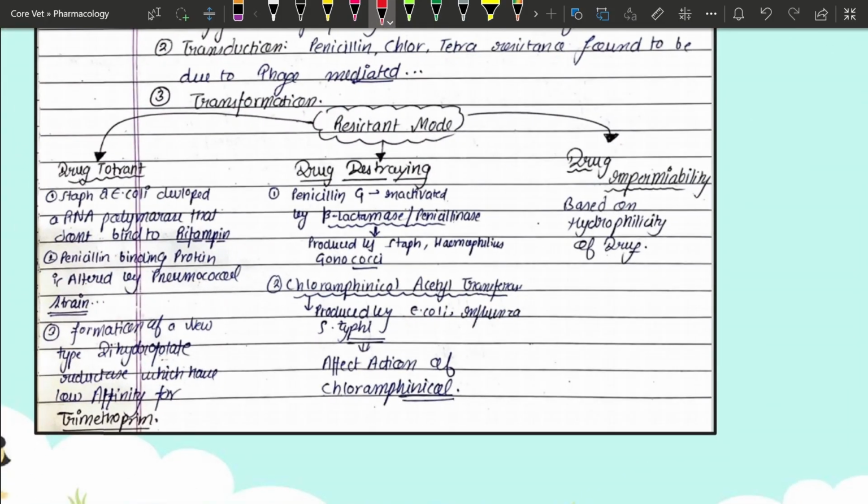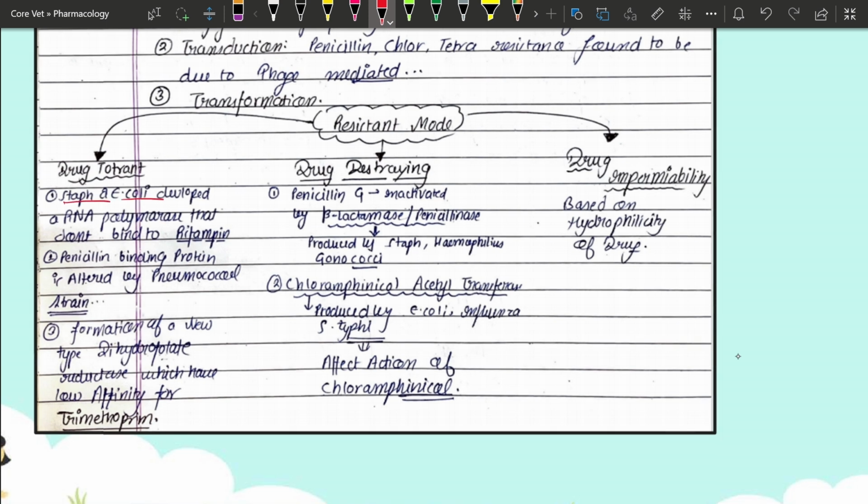Now there are other ways to resist an antimicrobial agent: by drug tolerance, by the drug destroying ability of a certain microbe, or by drug impermeability. What does that mean? Certain bacteria or microbes are tolerant towards a certain antibiotic, meaning the drugs aren't going to be effective towards that microbe. That's what drug tolerance means.